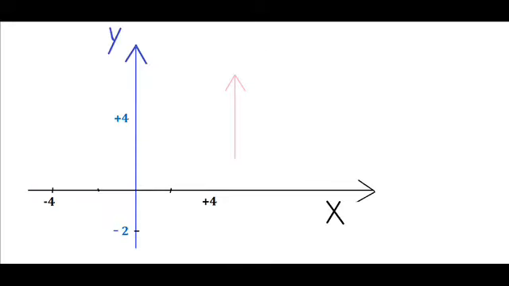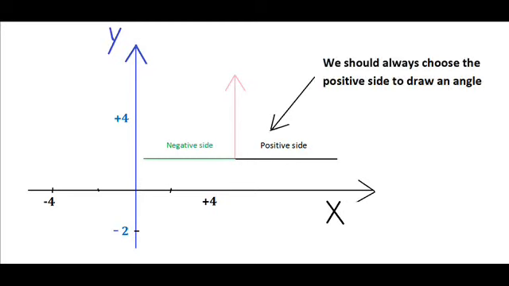As you can see here, the angle is on the positive side. We are going to see this more in detail. Well, this vector, as you can see here, has a negative side and a positive side. This I'm showing you to know where we have to start calculating the angle. So we should always choose the positive side to draw an angle.